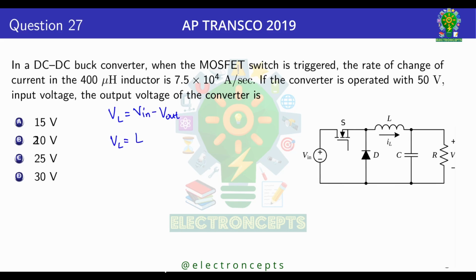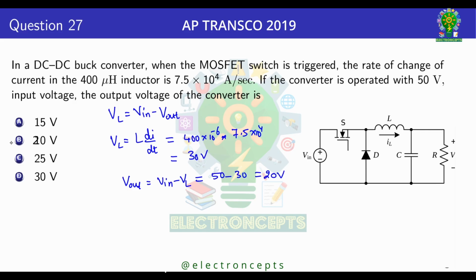VL is equal to L di by dt, which is equal to inductance given in the question, 400 microhenry, into di by dt, which is 7.5 into 10 power 4 ampere per second. Calculating this, we get VL is equal to 30 volts. We need to calculate the output voltage of the converter, that is V out is equal to V in minus VL, which is equal to input 50 volts minus VL 30 volts, which is equal to 20 volts. So option B is correct.